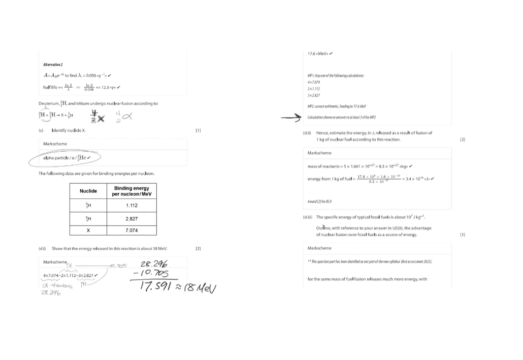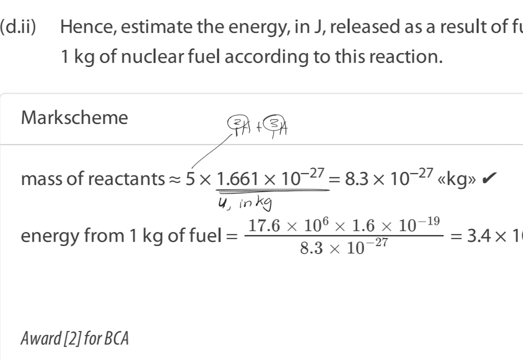D2 says estimate the energy in joules released as a result of the fusion of a kilogram of nuclear fuel according to this reaction. And so first of all, the reactants, it says mass of reactants 5 times 1.661 times 10 to the negative 27. So that's the mass of one universal mass unit. And so we have 5 nucleons, the 2 nucleons from deuterium and the 3 from tritium, giving us 5. And then there are 5 times 1.661 times 10 to the negative 27 kilograms, giving us a mass in that reaction of 8.3 times 10 to the negative 27 kilograms.